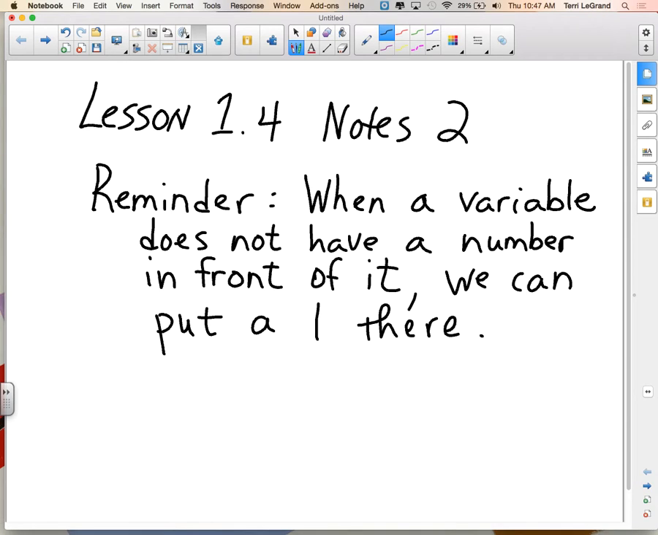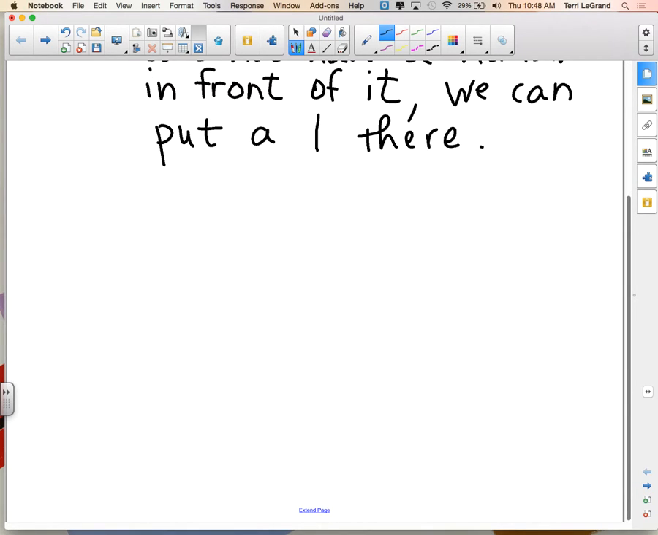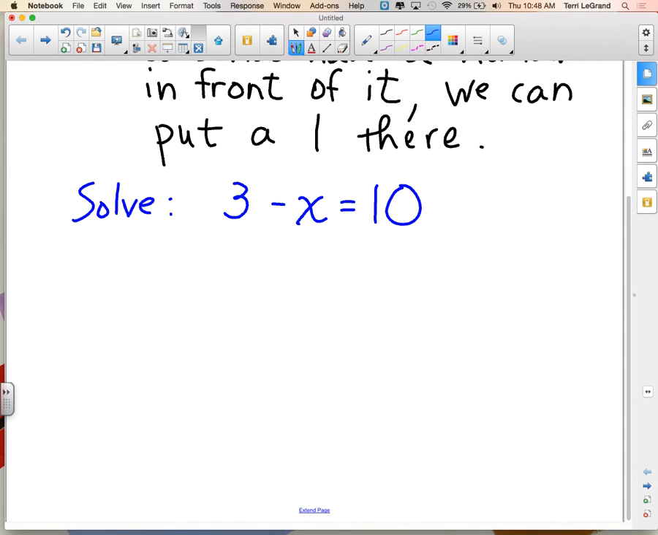So let's write our problem and see what happens. We're going to solve again. Even though you've done it once, you're going to do it again with me. We're going to solve 3 minus x equals 10. When there's not a number in front of a variable, we can put a 1 there. There really is a 1 there, they're just not showing it. So this is really 3 minus 1x equals 10.